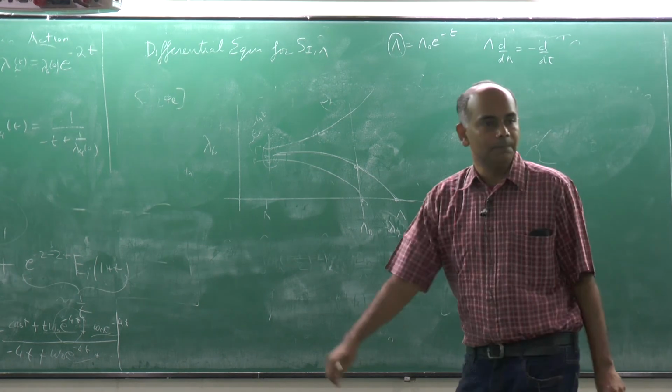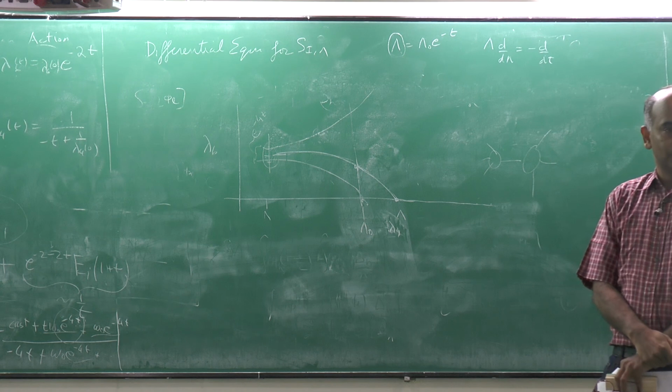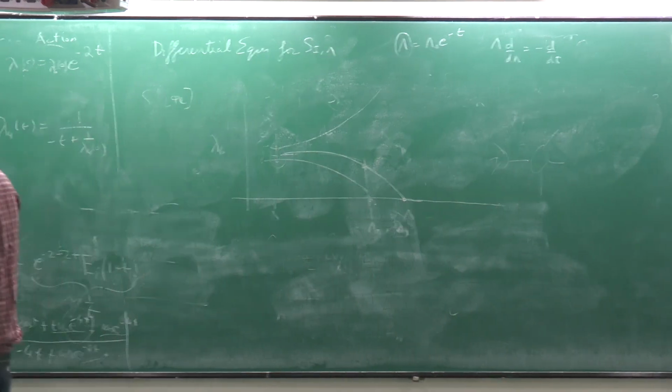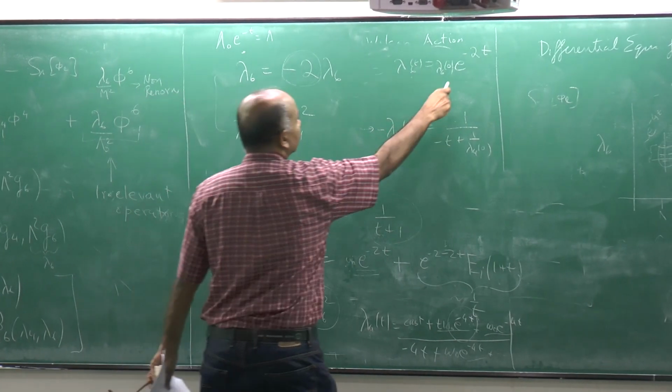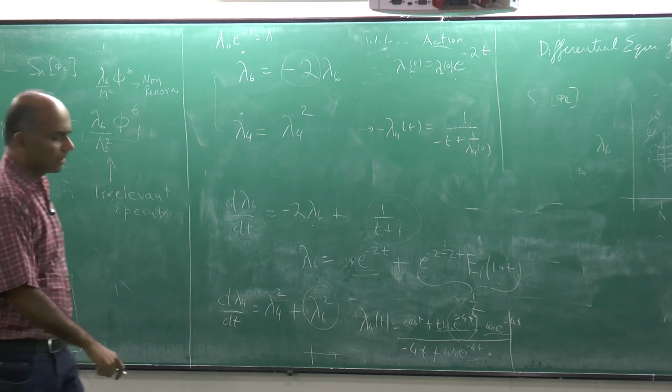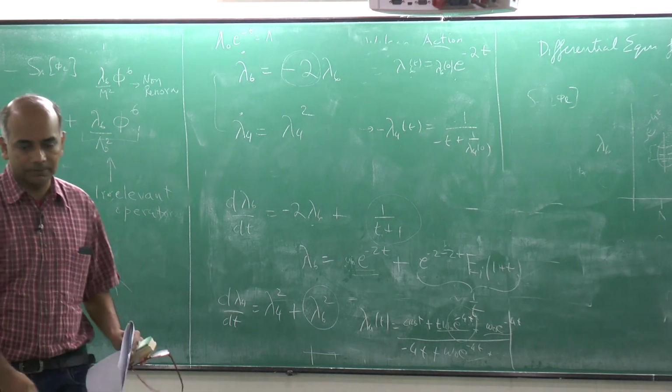So, are we connected to the ones that were non-renormalizable? It's a non-renormalizable thing. If you work this backwards, it goes to plus infinity. Okay?